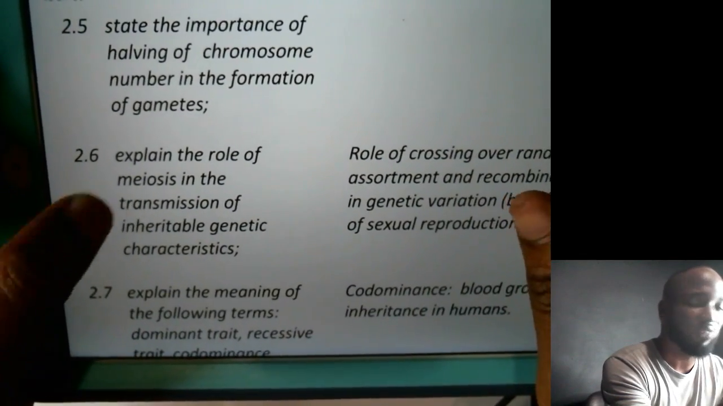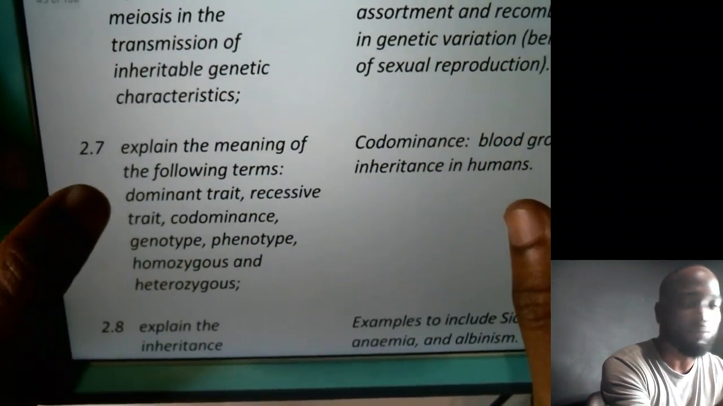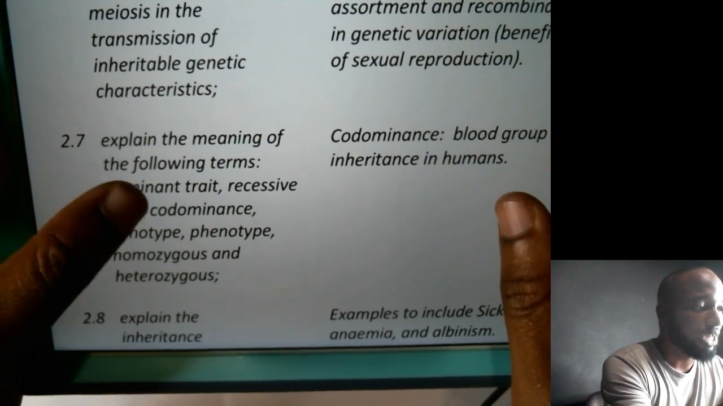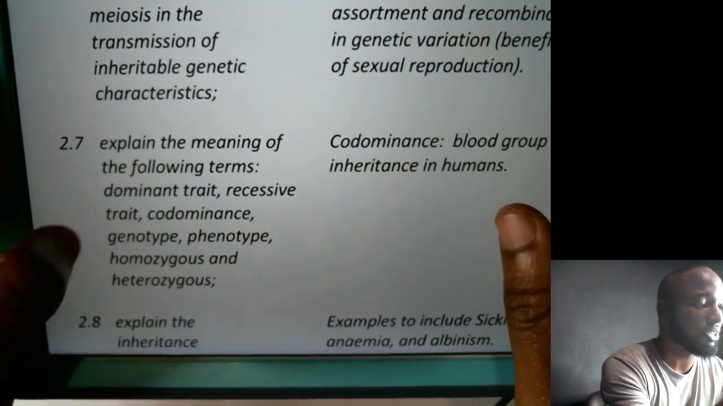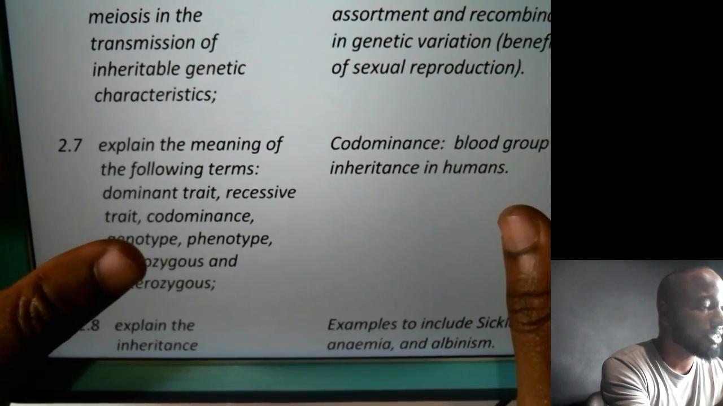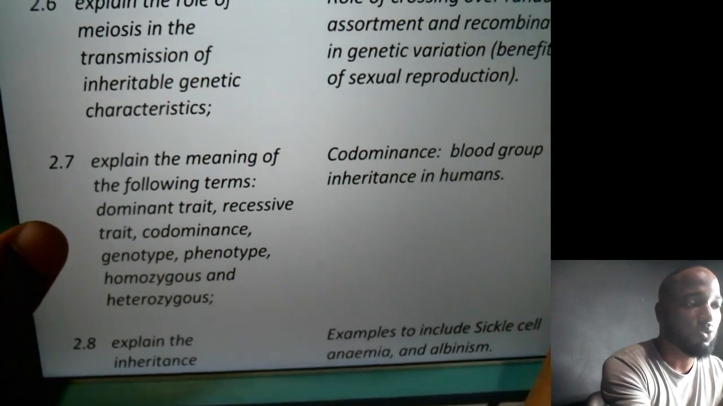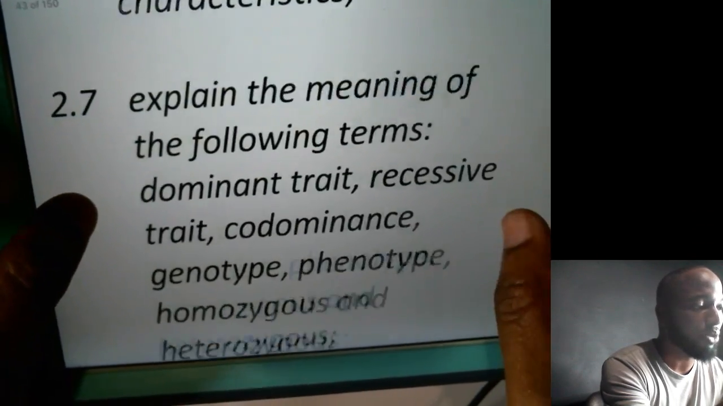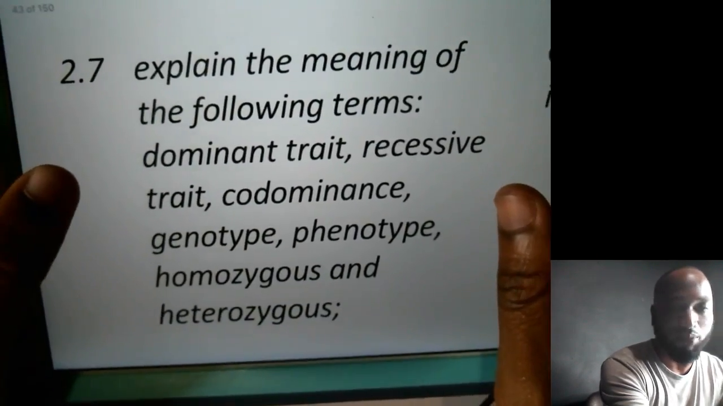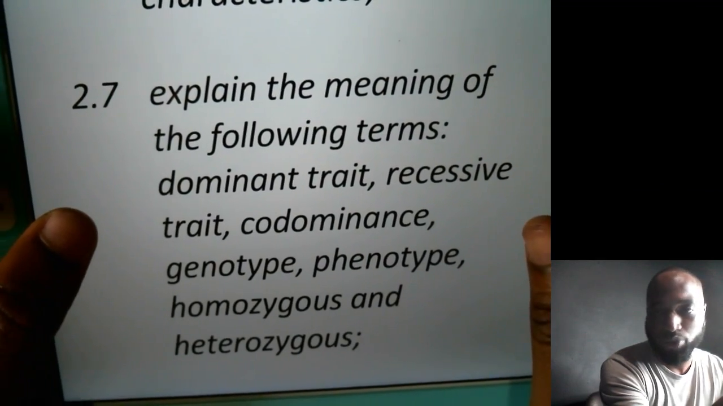So we kind of vaguely touched on this, but this is why I think people would need me to actually go down into it. Explain the meaning of the following terms: dominant trait, recessive trait, codominance, genotype, phenotype, homozygous and heterozygous, codominance, blood group inheritance, and so on. So let me explain what I understand about this. Right? So 2.7 here.